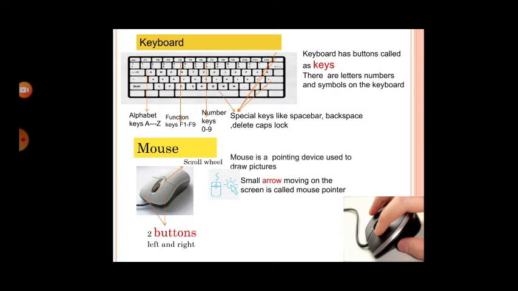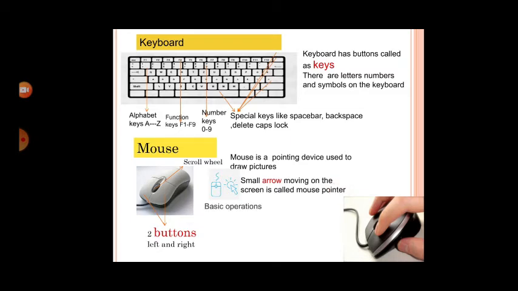Next let us discuss the mouse. Can you just see in the image? Mouse has two buttons, that is left and right. We call them left click and right click. And there is a center button which is called the scroll wheel. Mouse is a pointing device used to draw pictures. Can you just see the arrow here? A small arrow moving on the screen, that is on the desktop, is called the mouse pointer.